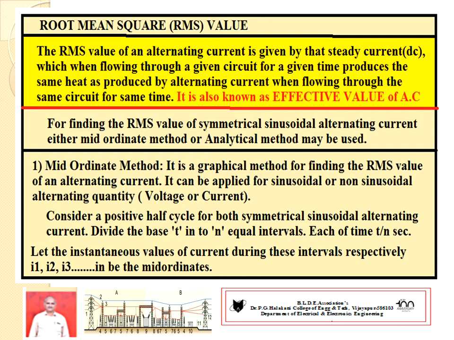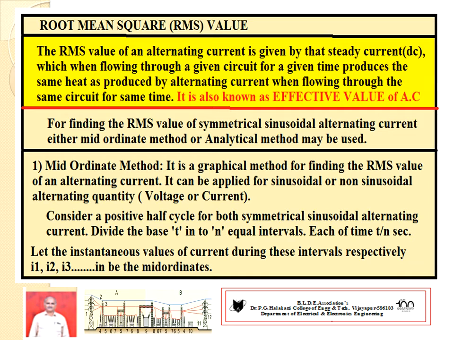Now we put it in definition form. The RMS value of an alternating current is given by that steady current, that is DC current, which when flowing through a given circuit for a given time produces the same amount of heat as produced by the alternating current when flowing through the same circuit for the same time. Getting the idea? The same effect is expressed in definition form. It is also known as the effective value of alternating current.